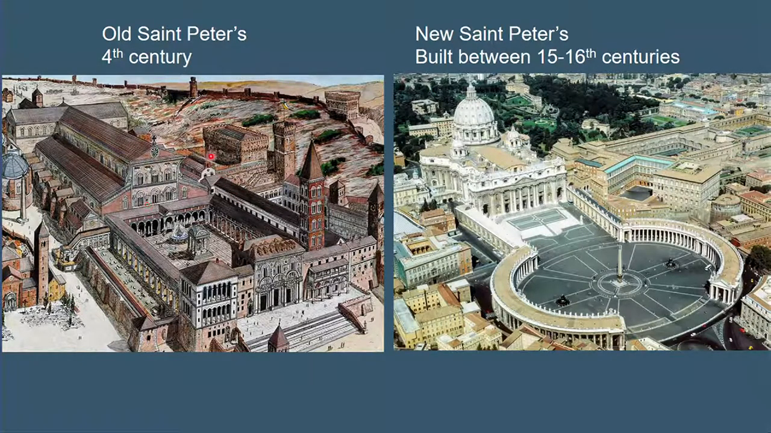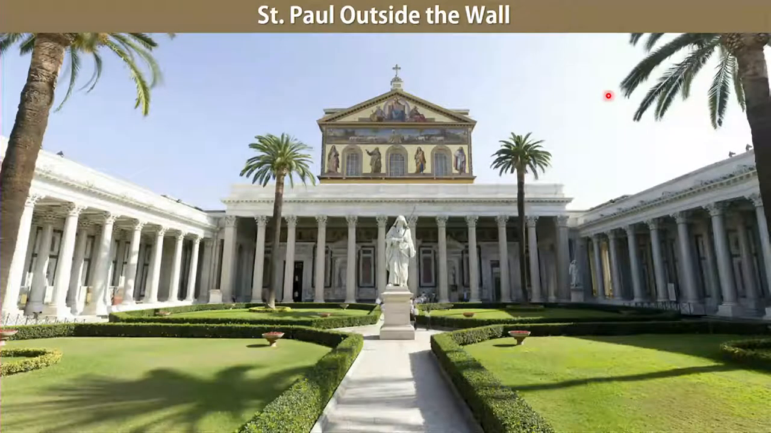All right, so there's Constantine's church of old St. Peter's from the 4th century, and then the new one, as you can see in this aerial view of the complex, which dates to the 15th, 16th centuries. And Constantine's not finished. Even with the Lateran Basilica, we got old St. Peter's and that dedicated to St. Paul. According to tradition, Paul was martyred. He was beheaded because he was a Roman citizen. Beheading was considered more dignified than crucifixion.